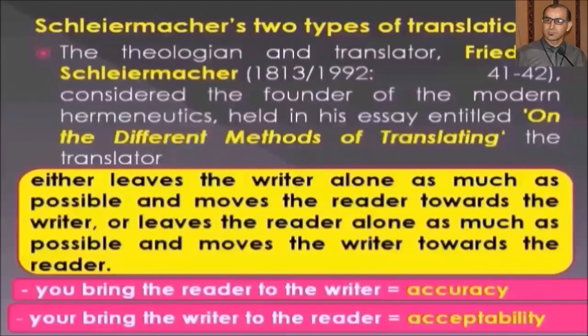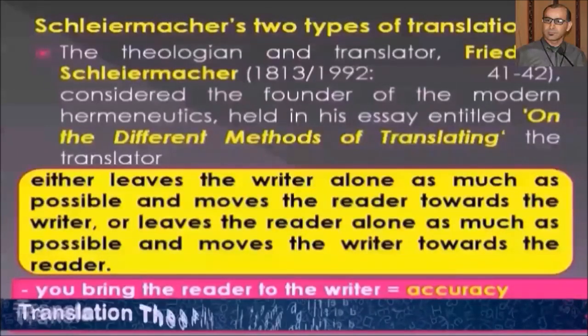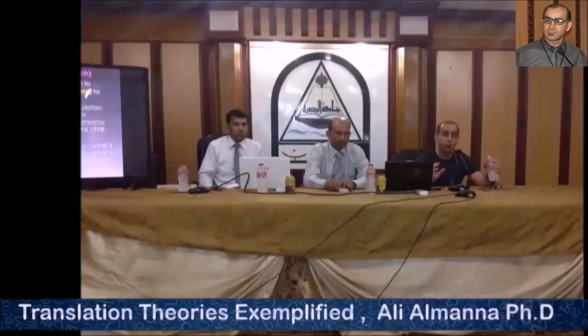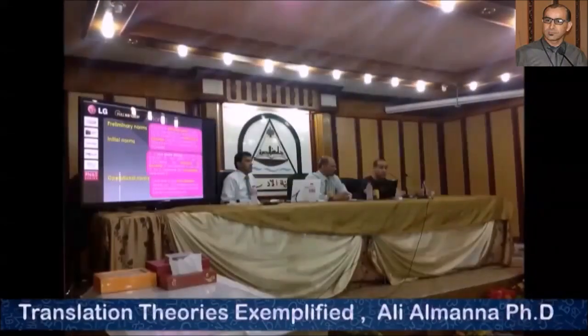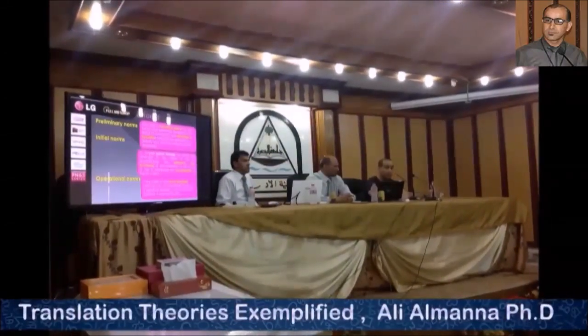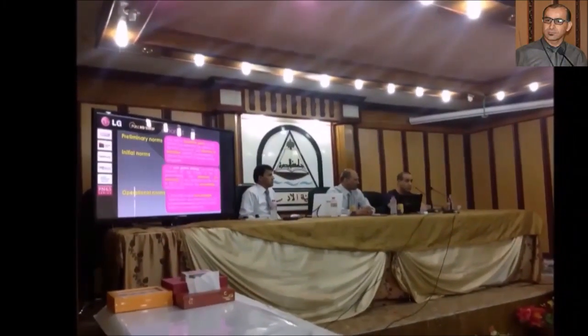In the 19th century, Schleiermacher, in his essay entitled On the Different Methods of Translating, holds that the translator either leaves the writer alone as much as possible and moves the reader towards the writer, or, no, the translator leaves the reader alone as much as possible and moves the writer towards the reader. When you, as a translator, bring the reader to the writer, it means you pay attention to accuracy. But when you bring the writer to the reader, it means you take care of acceptability.